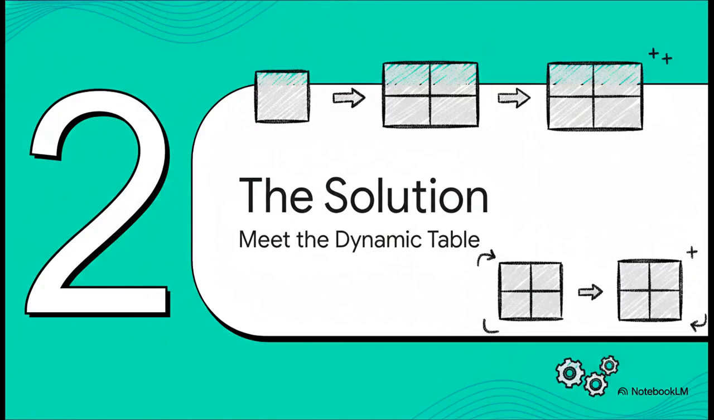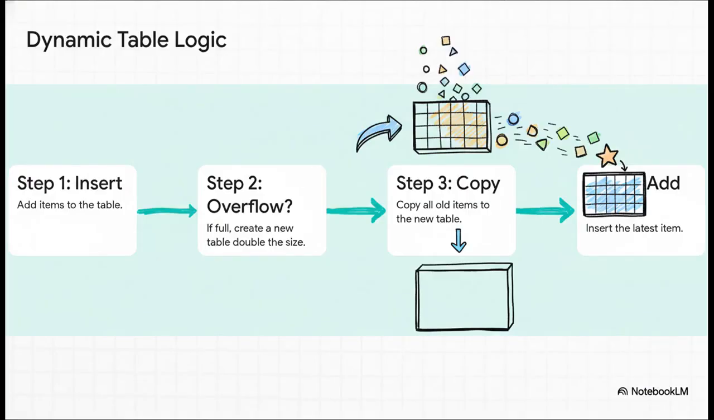This awesome solution is, you guessed it, the dynamic table. The idea behind it is just brilliant in its simplicity. You just start small, and you only get bigger when you absolutely have to. Let's break down exactly how it works. The logic is really straightforward. You just keep adding your items, one by one. Eventually, the table gets full, and you hit what's called an overflow.